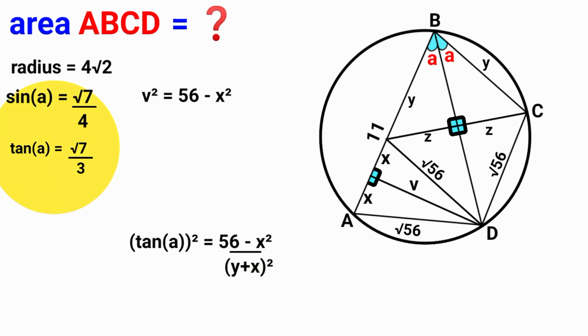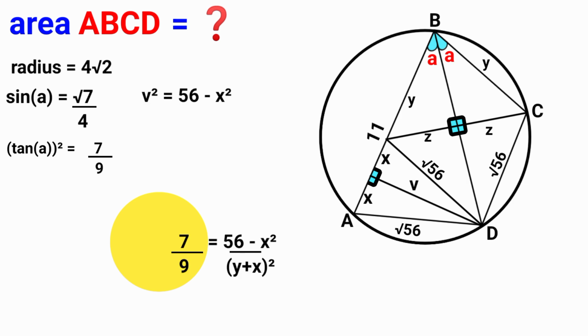Here we have tan A equal to square root of 7 over 3. Square both sides. Now tan A all squared equal to root 7 over 3 all squared. Root 7 over 3 all squared is root 7 squared over 3 squared. Root 7 squared is 7 and 3 squared is 9. So tan A all squared is 7 over 9. We come here, replace tan A all squared with 7 over 9. So 7 over 9 equal to (56 minus x squared) over (y plus x) all squared.